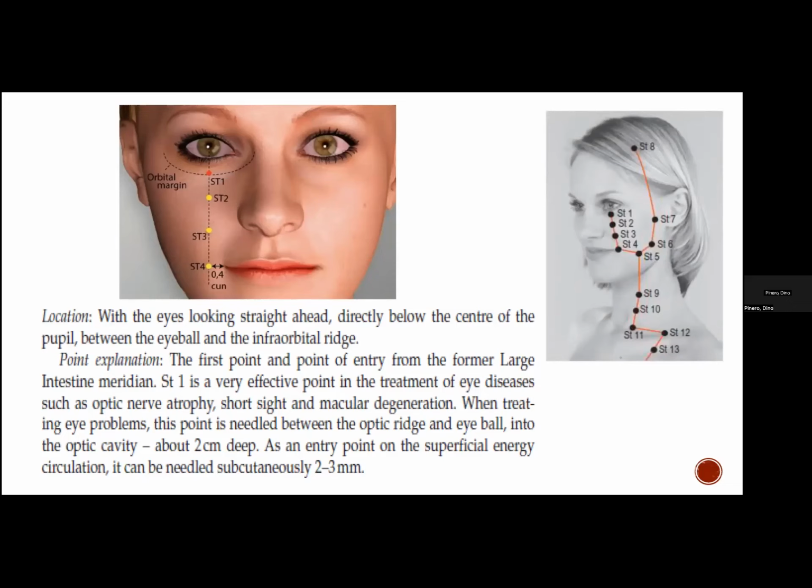Stomach 1 is a very effective point in the treatment of eye diseases such as optic nerve atrophy, short sight, macular degeneration. When treating the eye problems, this point is needled between the optic ridge and eyeball into the optic cavity, about 2 centimeters deep. As an entry point on the superficial energy circulation, it can be needled subcutaneously 2 to 3 mm. So, tingnan po natin yung location ng stomach 1 dito po sa may mata.